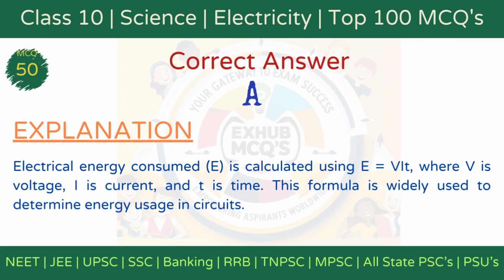The correct answer is option A, energy equals voltage multiplied by current multiplied by time. Explanation. Electrical energy consumed is calculated as E equals V times I times T, where V is voltage, I is current, and T is time. This formula is commonly used to determine energy usage in circuits.